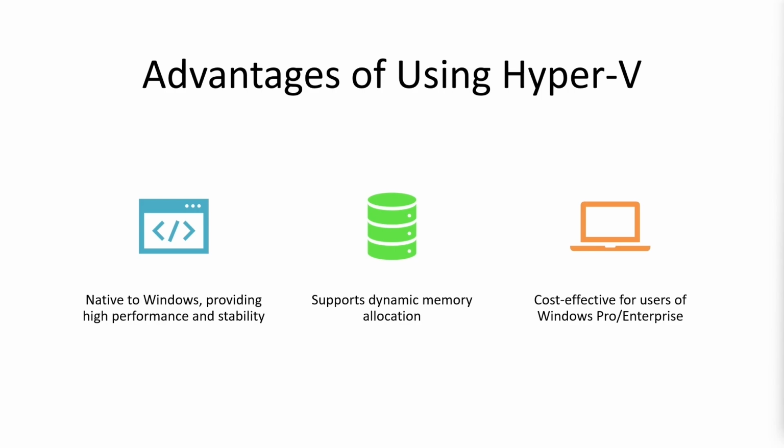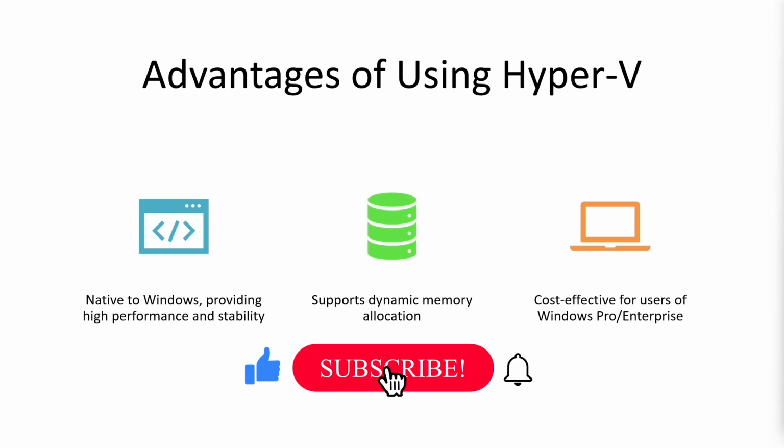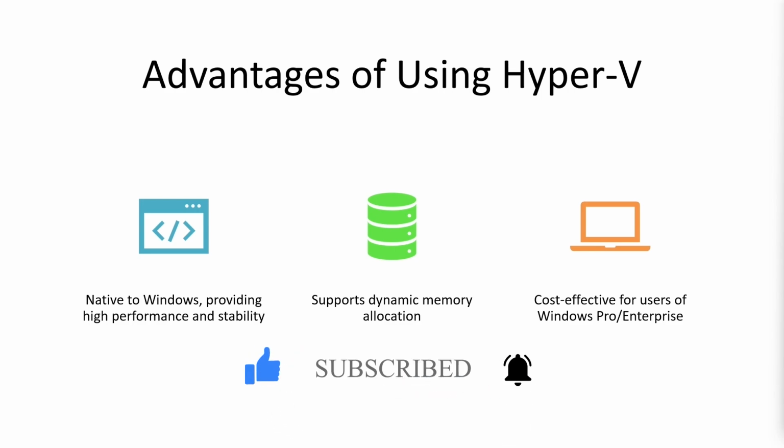Hyper-V supports dynamic memory allocation. Now with this option, you can choose to have a fixed memory allocation, or you can let Hyper-V decide how much memory a virtual machine needs. And lastly, Hyper-V is cost-effective for users of Windows Pro or Enterprise. Meaning, if you want to use Hyper-V, you will need to have a Pro version of Windows or an Enterprise version of Windows. So if you're using a Home Basic edition of Windows or a Single Language Home edition of Windows, then you will not be able to use or install Hyper-V on your operating system. It is not supported due to the limitations of the operating system edition.